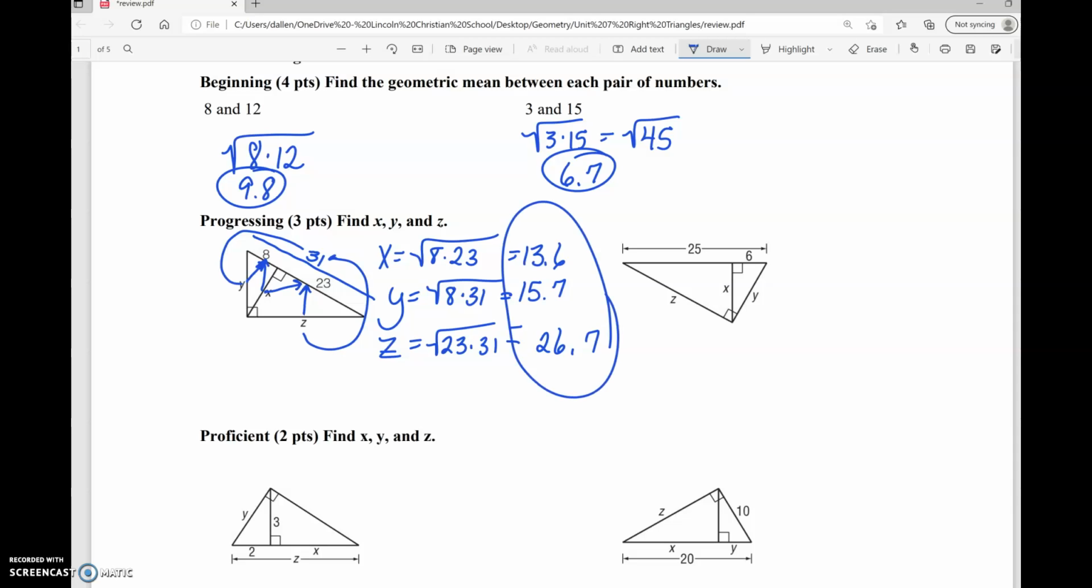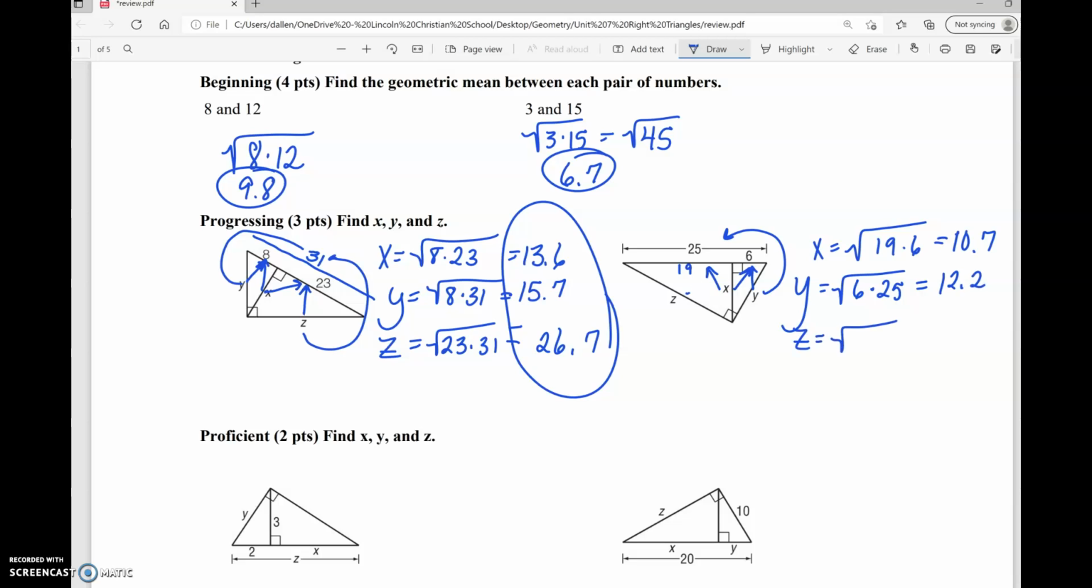So I can figure out this side here is 19, x would be the geometric mean between 19 and 6, which is 10.7. And check it along with the video so that you again make sure you know how to plug it into your calculator. Y is the geometric mean between 6 and this whole length, 25. Just 12.2. And z is the geometric mean between 19, because that's the side opposite, and the whole length. So 21.8.